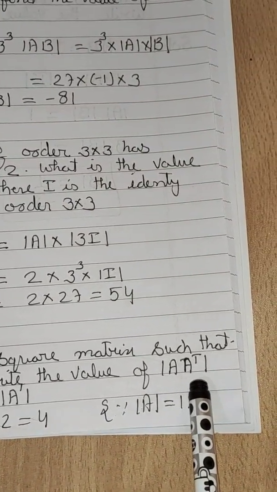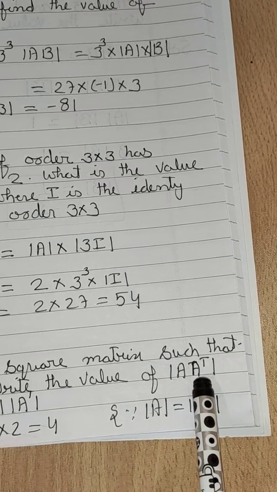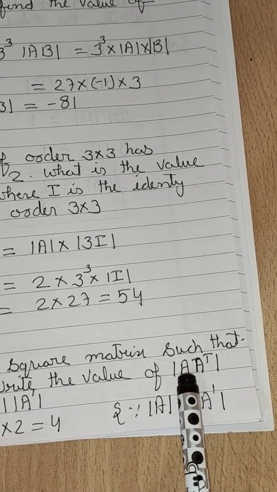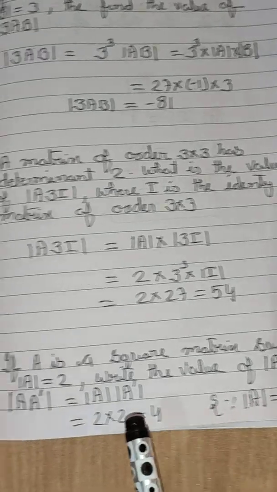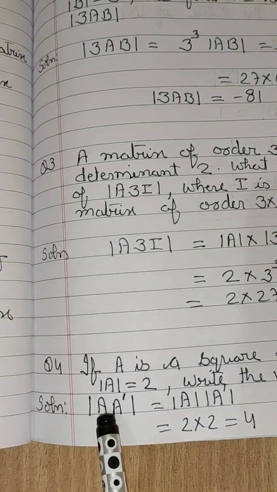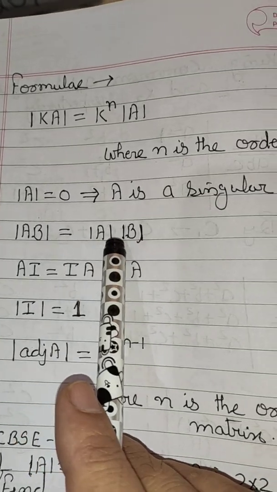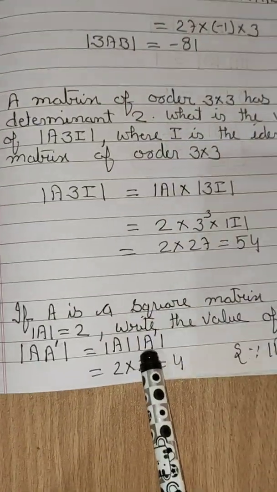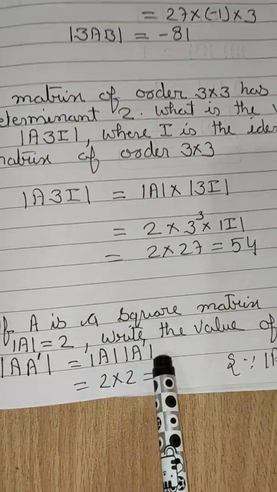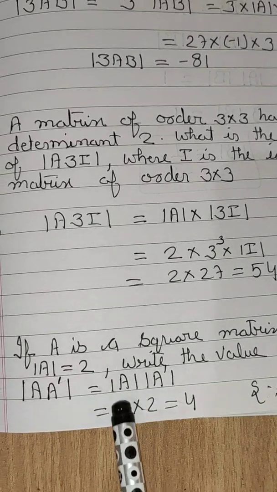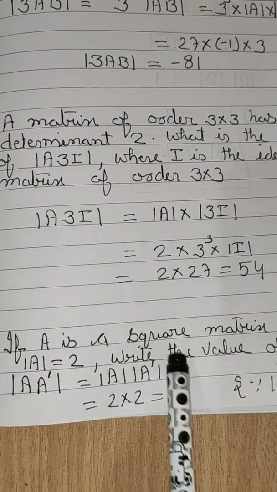If A is a square matrix such that determinant A is equal to 2, write the value of determinant of A into transpose of matrix A. So how will we get it? Determinant of A into A dash. First we are applying this formula: determinant of AB is equal to determinant of A into determinant of B. So you will get determinant of A into determinant of A dash. Determinant of A value is given as 2, but how will we get determinant of A dash?